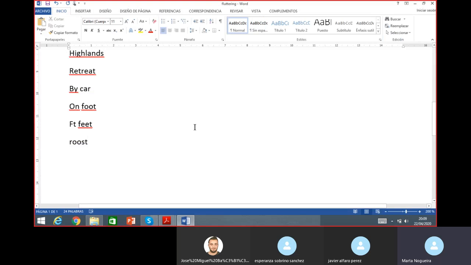Roost es nido, así que roosting site es lugar de anidación. Roosting, ya lo hago. Nombre, roosting site. Site es lugar como place, ¿vale? Roosting site lines a steep, empinado. A steep tree field. Tree field, it is field.